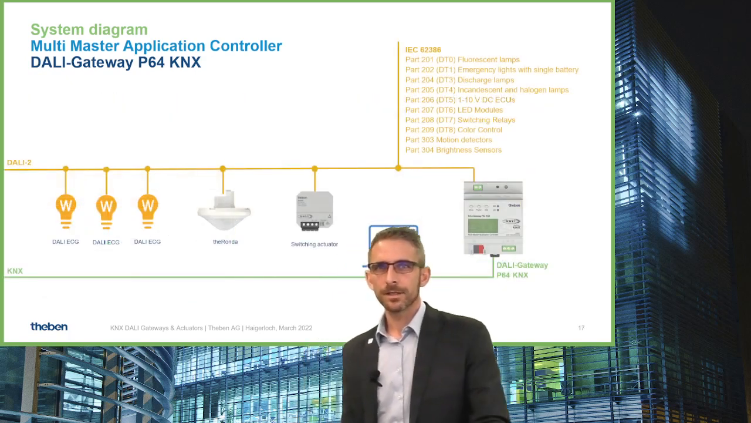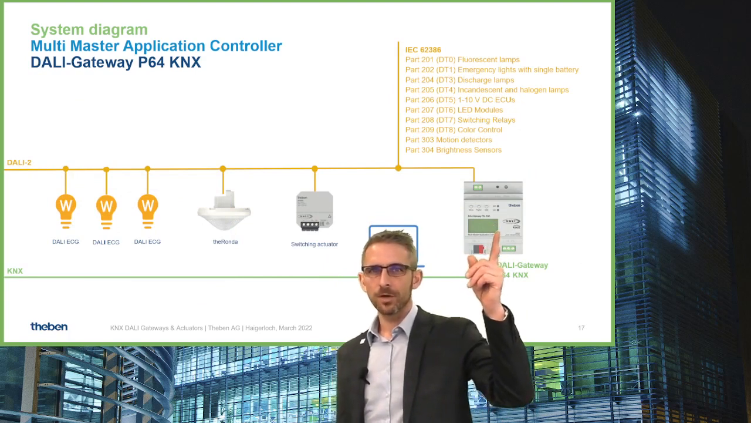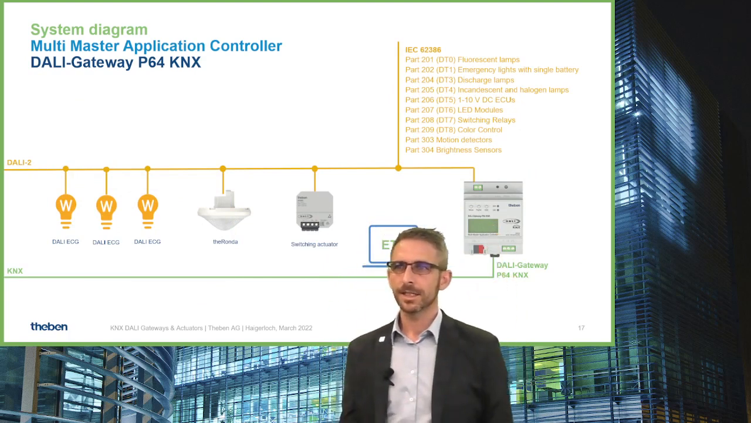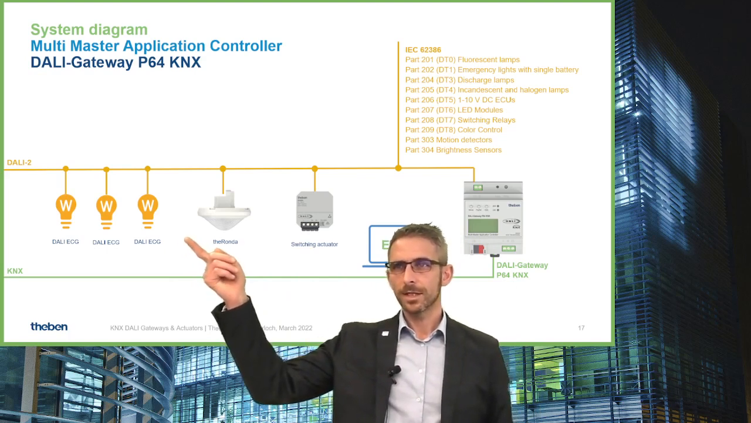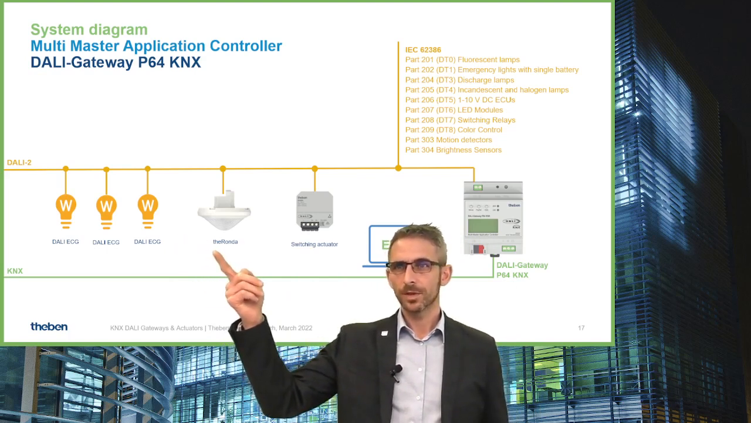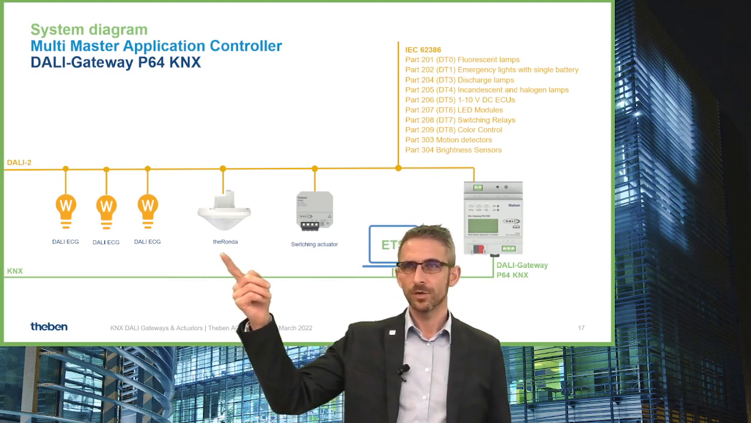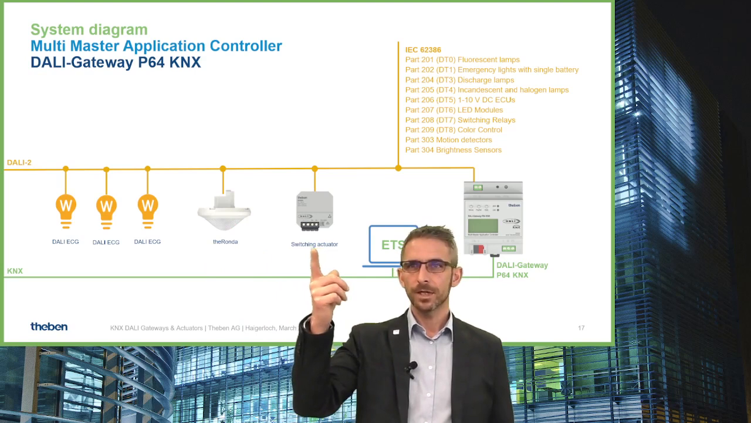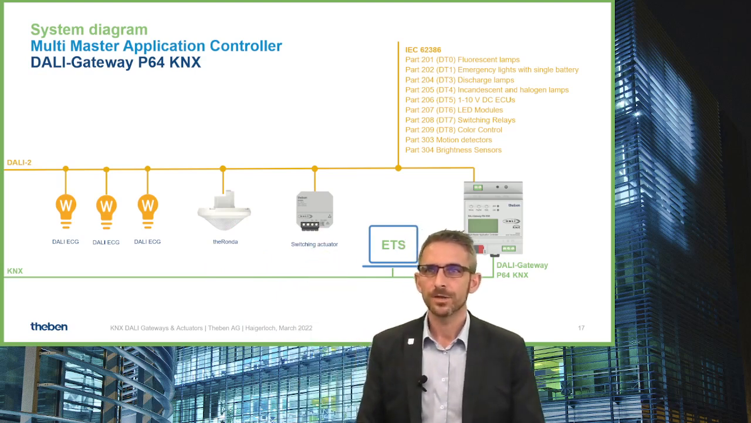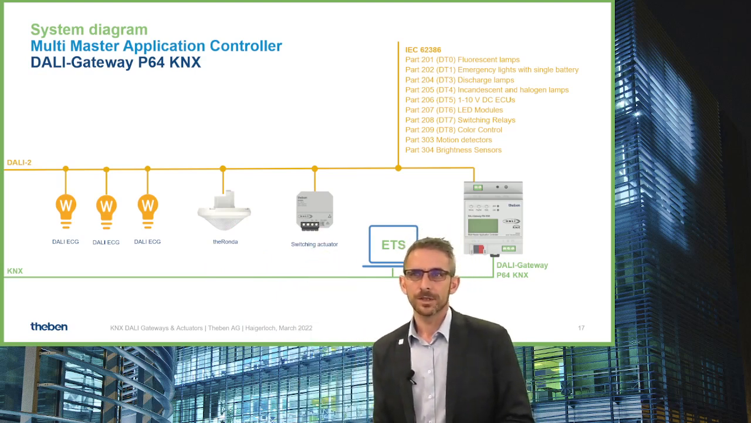The same here, we can see we have the DALI Gateway P64, it's connected to the KNX line, and in this case we have different DALI control gears connected up to 64. For example, Tironda DALI 2, which is a DALI 2 presence sensor, can be connected to the line, and we can connect also the DALI relay SU1 DALI 2, which is a switching actuator.